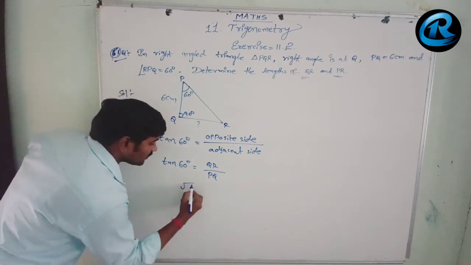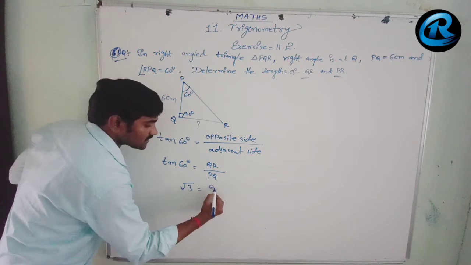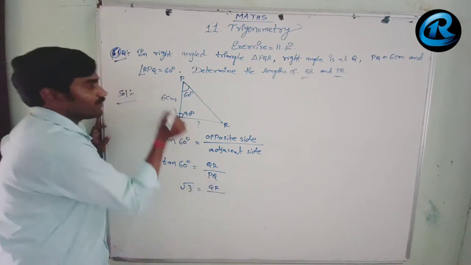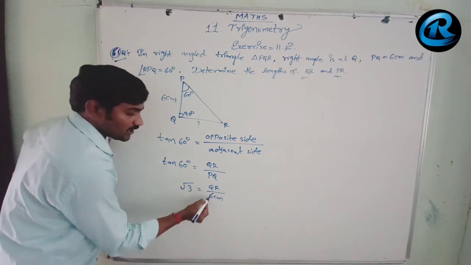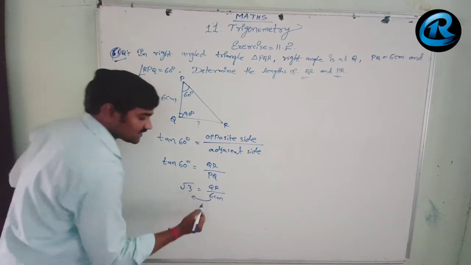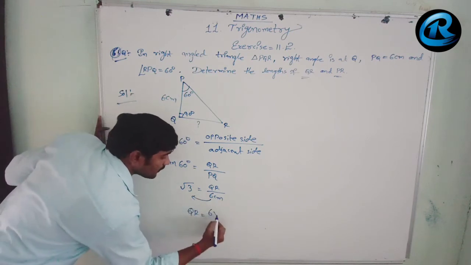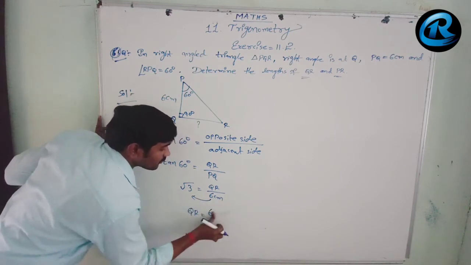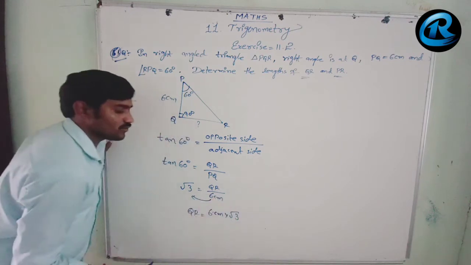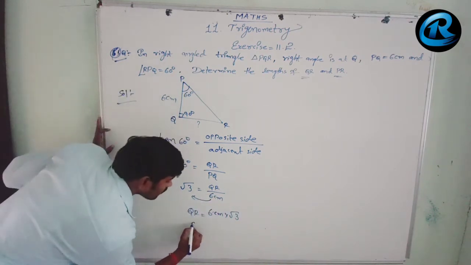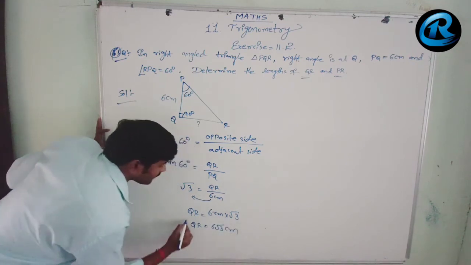Tan 60 degrees value we know: tan 60 equals root 3, that equals QR, which we need to find, by PQ, which is given as 6 centimeters. So this 6 centimeter, being divided, we transfer to this side. In the standard form, QR equals 6 centimeter into root 3, so QR equals 6 root 3 centimeters.